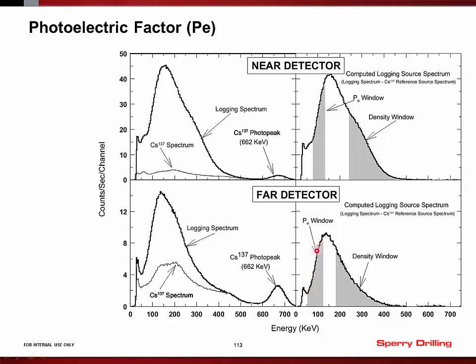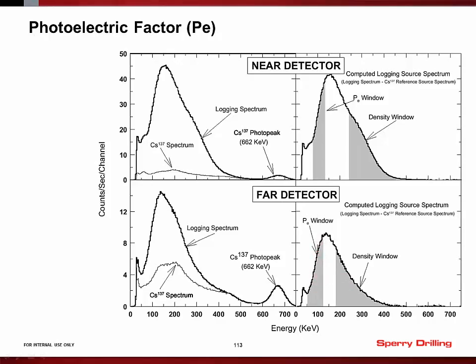Now those gamma rays are captured by elements in the formation, and different elements are better or worse than other elements at capturing gamma rays. So there are certain elements which are very good at capturing them, and there are certain elements which are less good. So by looking at the number of gamma rays that show up in this window and comparing them with the number that we had in the density window, that ratio between the two windows, or the two count rates in the two windows, can be used to derive this thing called the photoelectric factor.